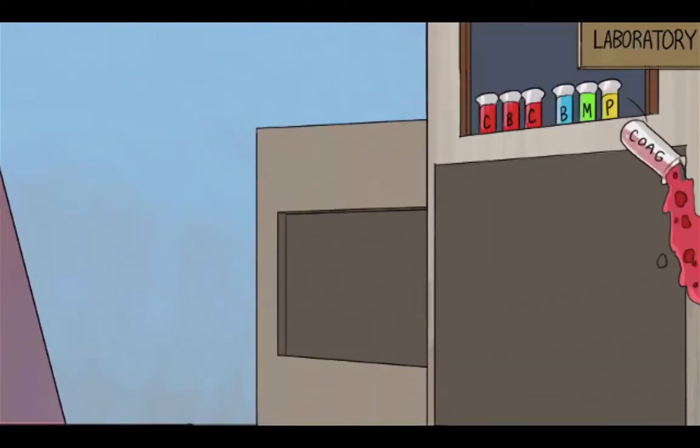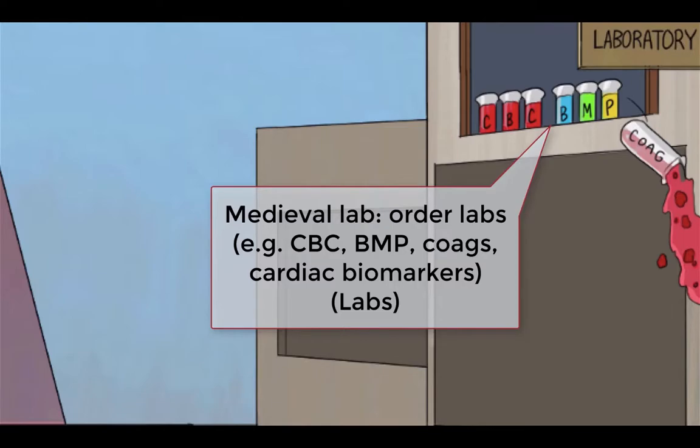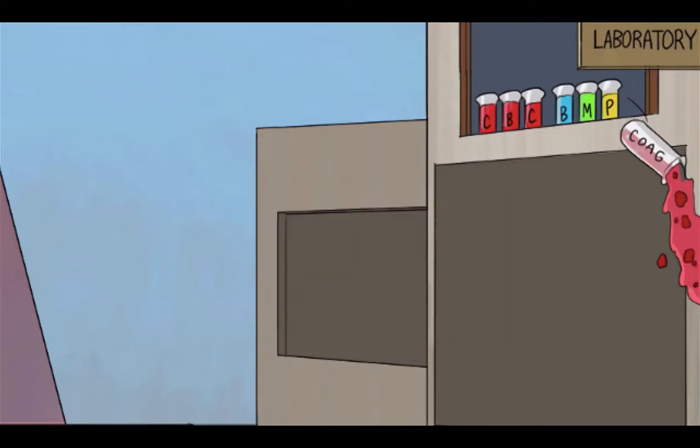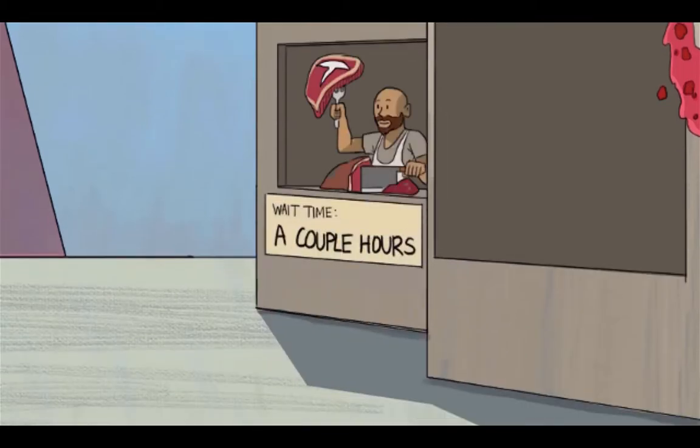What were labs like in the 1400s? Well, I've heard that the search for the philosopher's stone is all the rage right now. But on top of turning base metals into gold, you'll probably want to order some basic blood work like CBC, BMP, and coags. And most important of all, cardiac biomarkers. The gold standard for diagnosing myocardial infarction is an elevated serum troponin.